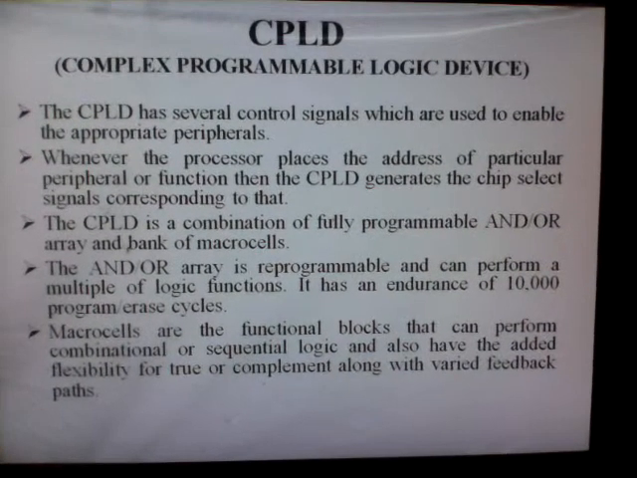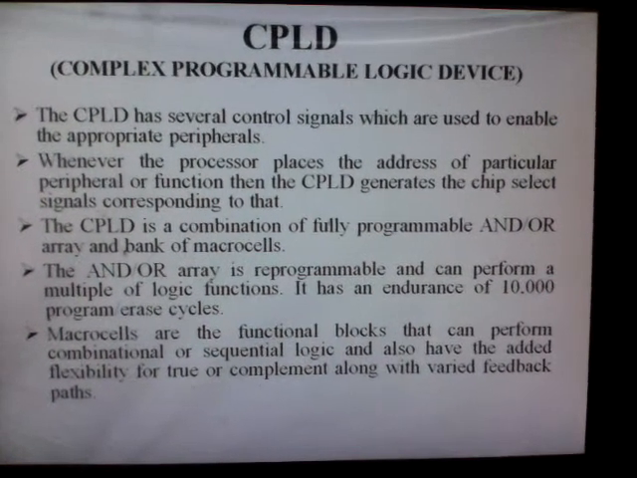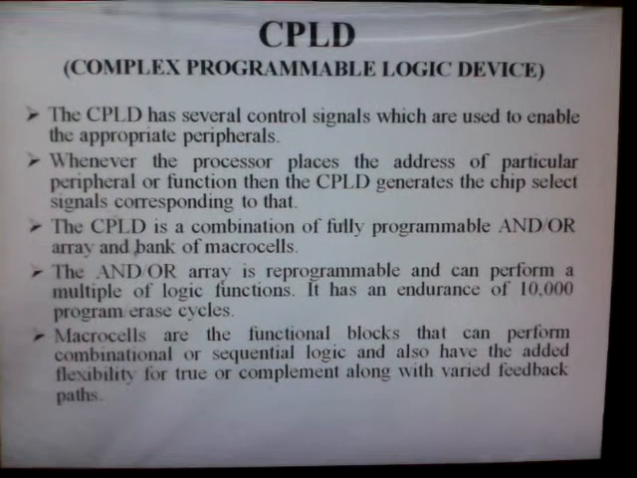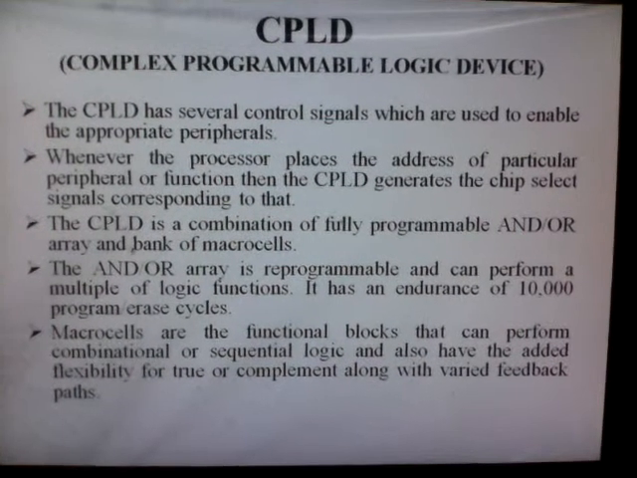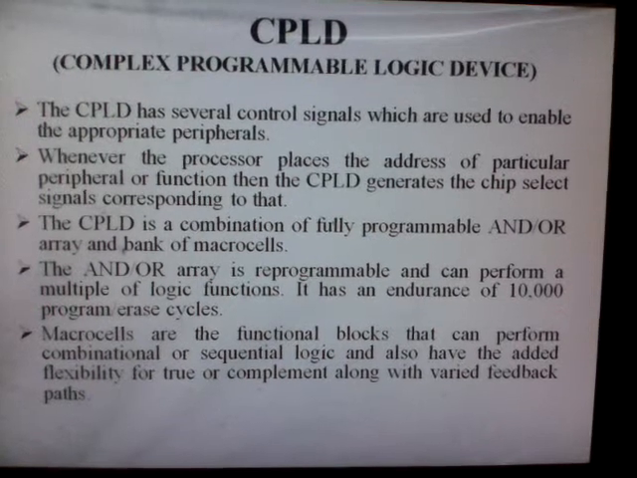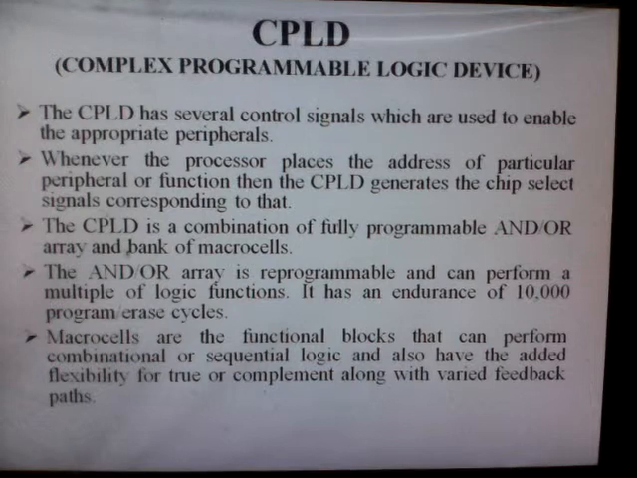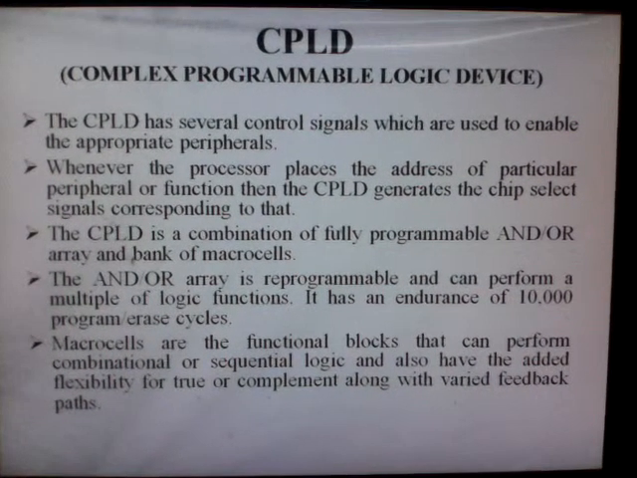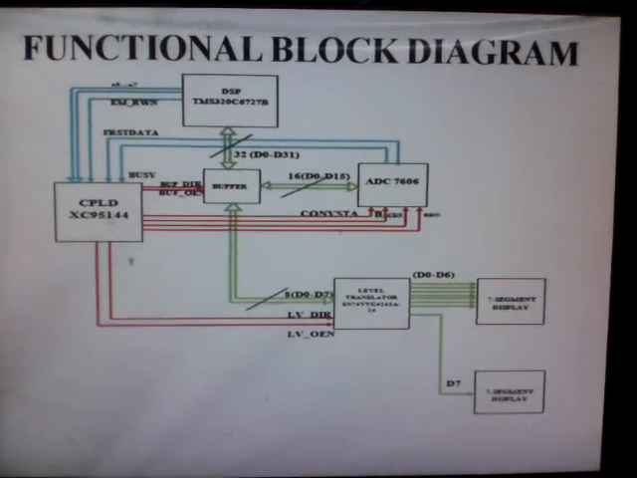Next we shall see about the CPLD. The CPLD is a complex programmable logic device. It has several control signals which are used to enable the appropriate peripherals. Whenever the TMS processor places the address of a particular operation or peripheral, the CPLD generates the corresponding chip select signals. This CPLD is made up of a fully programmable AND-OR array, and it has an endurance of 10,000 programmable AND-OR array cycles. This is the functional block diagram.